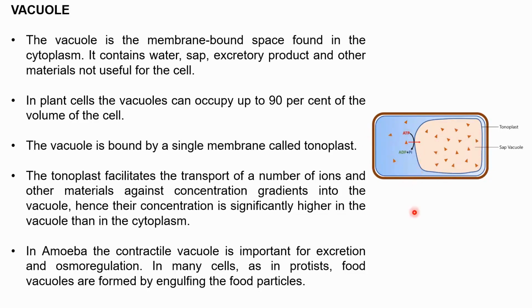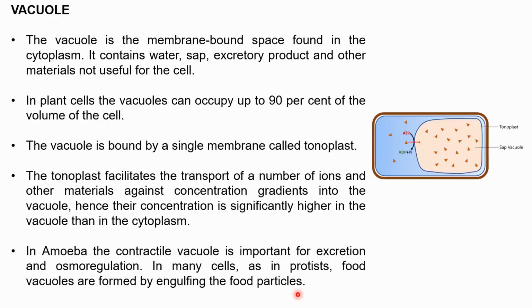In organisms like amoeba, the contractile vacuole is formed, and it is very important for the process of secretion and osmoregulation. In many cells, for example in protists, food vacuoles are formed by engulfing the food particles. So there are different types of vacuoles present in different organisms. In plants, the vacuoles occupy mostly the major space of the plant cell, up to 90% of the volume of the cell, while in animals, the vacuole is comparatively smaller.